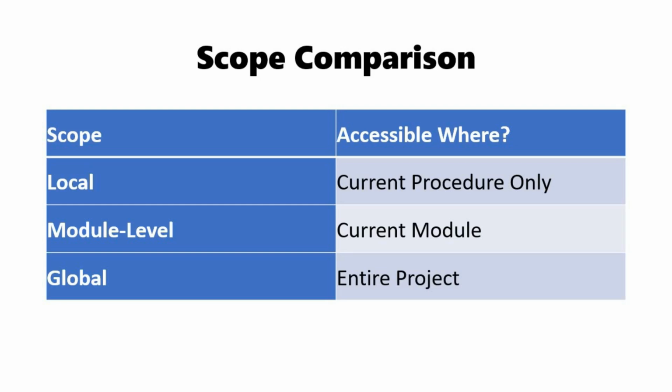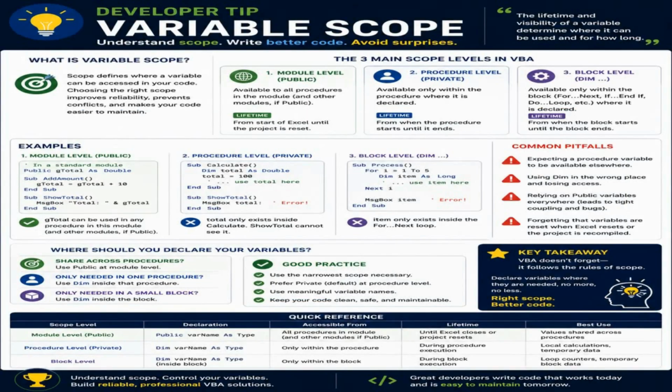Think of it like this. Local represents your office, while module level represents your department, and global represents the entire company. Whenever you create a variable, ask yourself, who needs to access this information? For only one procedure, use a local variable. For multiple procedures in the module, use a module level variable. And for the entire application, use a global variable. Always choose the smallest possible scope. This makes your code safer and easier to maintain.